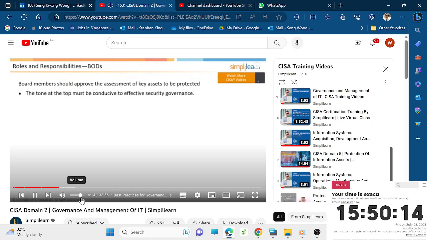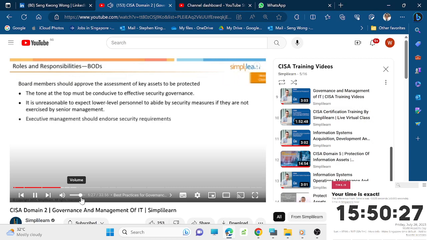The tone at the top must be conducive to effective security governance. It is unreasonable to expect lower-level personnel to abide by security measures if they are not exercised by senior management. Executive management endorsement of intrinsic security requirements provides the basis for ensuring that security expectations are met at all levels of the enterprise. Penalties for noncompliance must be defined, communicated, and enforced from the board level down. Let us look at an example of the importance of information security in the following screen.